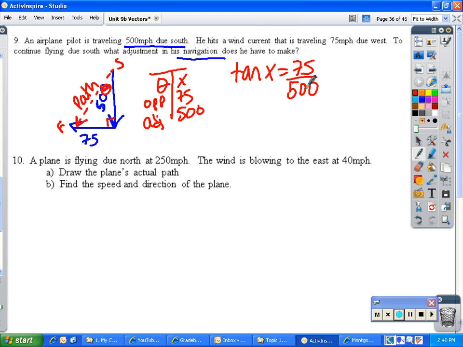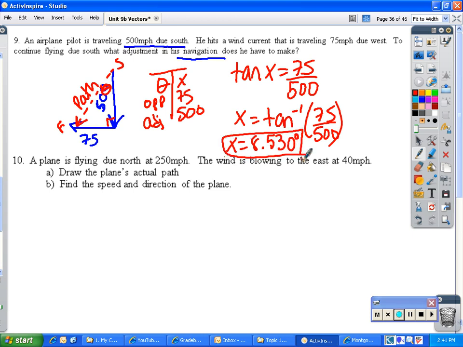I want to free my angle, x. I want to free the x from the tan, which means I have to do inverse tan of 75 over 500. I'm really doing it to both sides, but when I do it to this side, I just drop that tan. So second tan, 75 divided by 500, and we get x is 8.530 degrees. It's an angle, so it's degrees. That means he's flying 8.53 degrees off of his course, and he needs to adjust 8.53 degrees to get back on course.